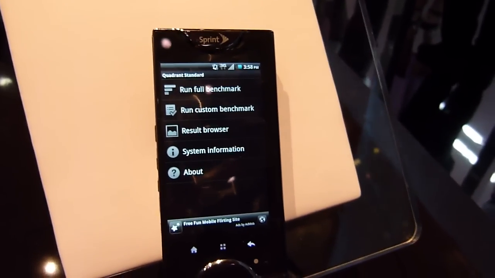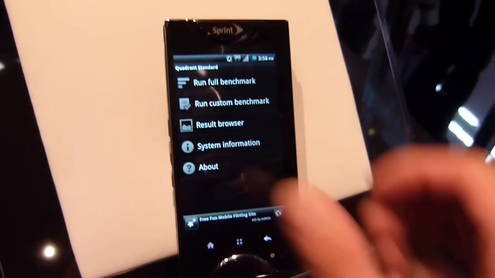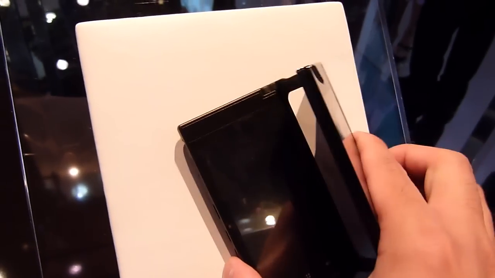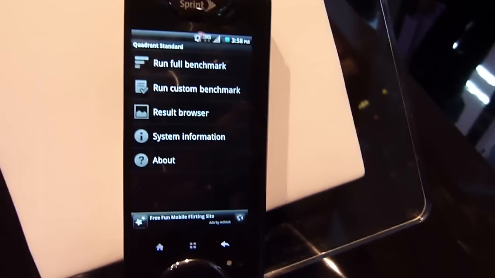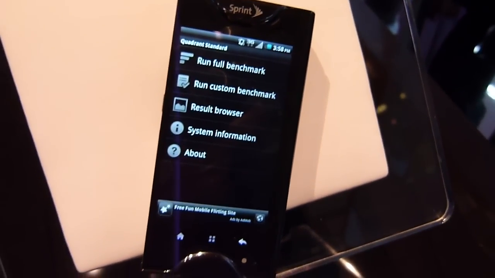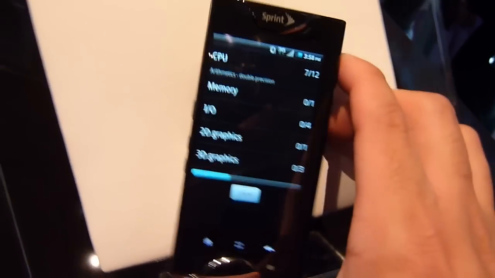We have the Sprint Kyocera Echo, the dual scrolling devices, obviously. We've already checked it out previously at their event not too long ago, but we're going to quickly run the Quadrant benchmark here to see what kind of results it tallies in. So let's run it real quick here.